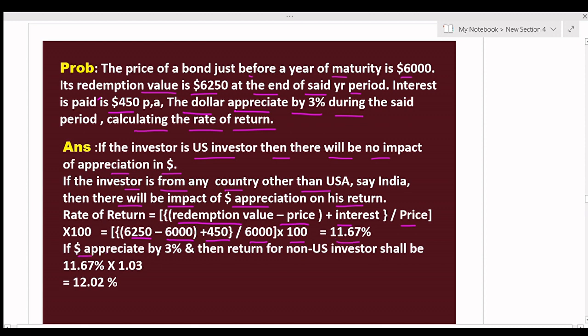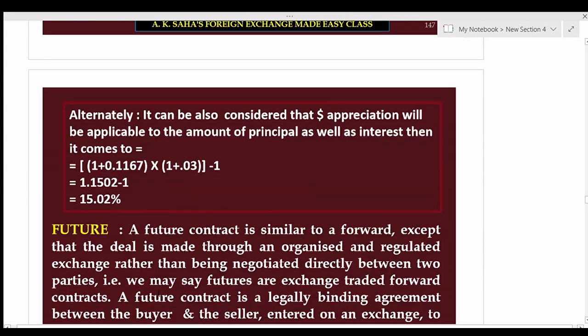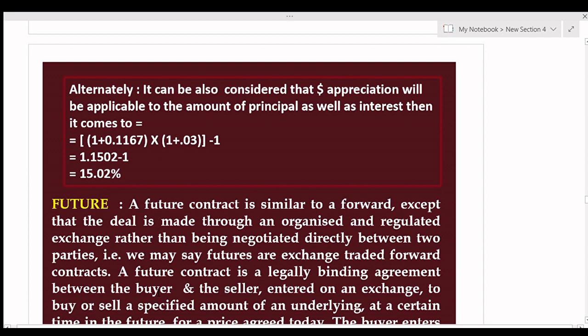If the dollar appreciates by 3%, then the return for non-US investors shall be 11.67% into 1.03, which is equal to 12.02%. Alternatively, it can also be considered that dollar appreciation will be applicable to the amount of principal as well as interest. Then it comes to (1 plus 0.1167) into (1 plus 0.03) minus 1, which is equal to 15.02%.